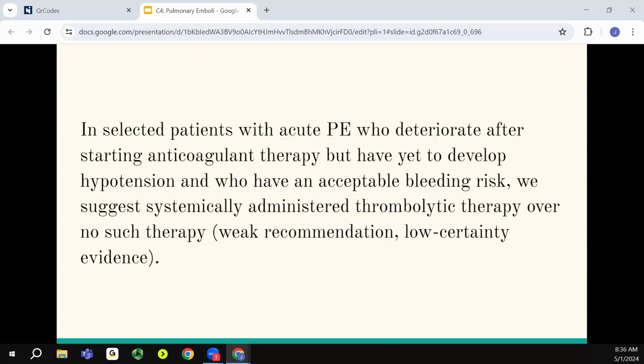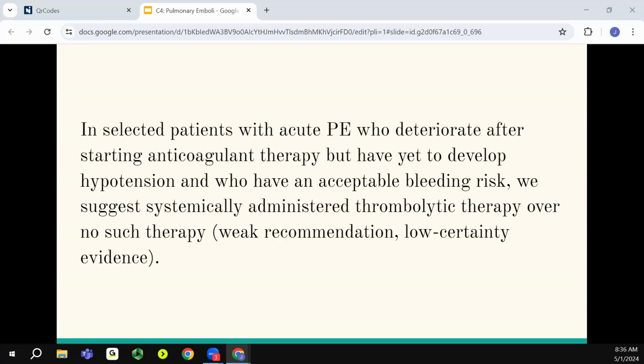The second update is that for patients who deteriorate after starting anticoagulant, but have yet to develop hypotension, who have an acceptable bleeding risk, we suggest systemically administered thrombolytic therapy over no such therapy. So the recommendation is that if you are giving someone anticoagulants and then they start that death spiral towards massive PE and you're thinking about thrombolytics, you don't have to withhold that just because they've already received anticoagulation.